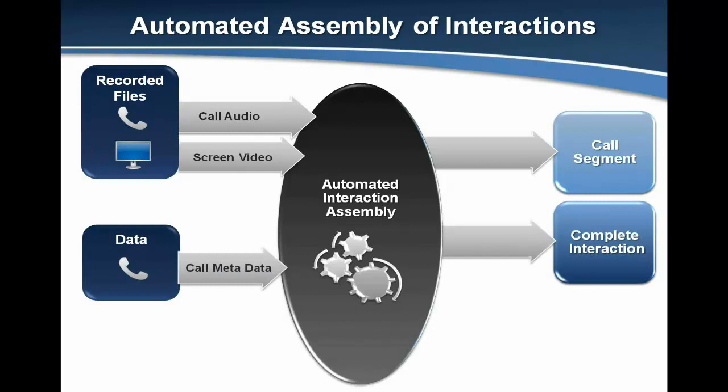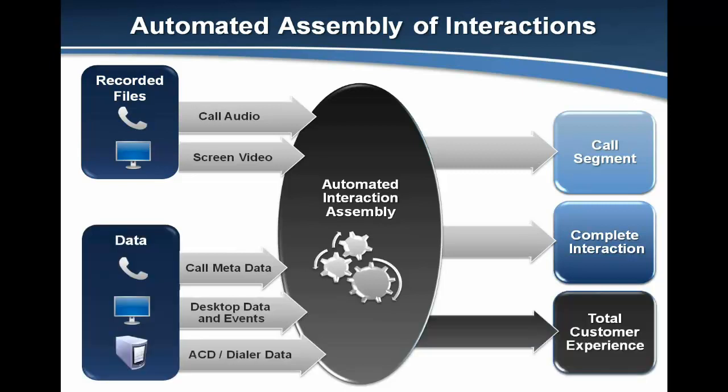If we're lucky, we got some nice call metadata from CTI, and we're able to get holds and transfers, right? So we're able to not just evaluate one segment, but we evaluate, after they're put on hold, if they're transferred to someone, and we get what we call an interaction. Now with desktop analytics and desktop data and events, we're able to get more information.